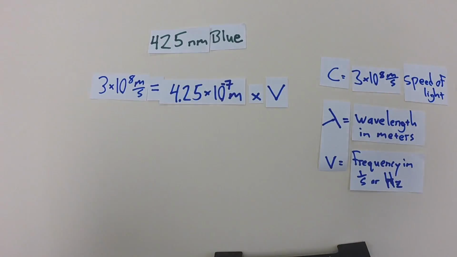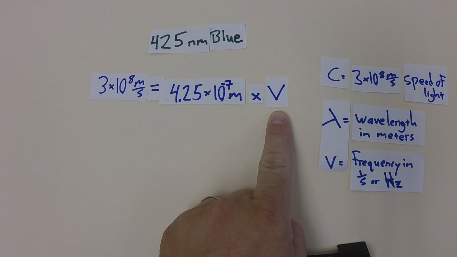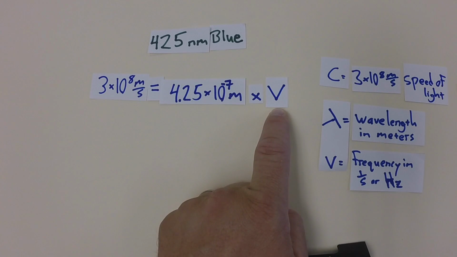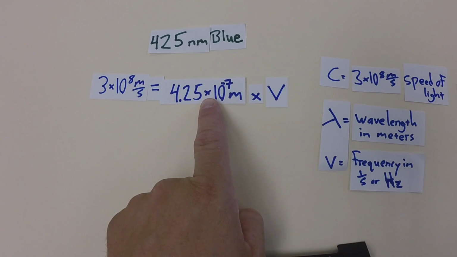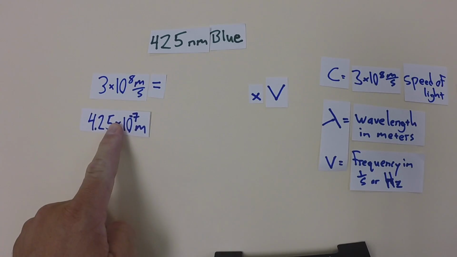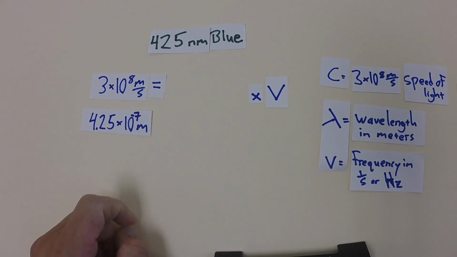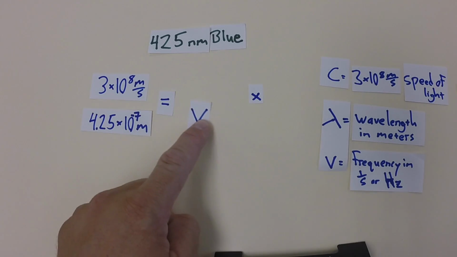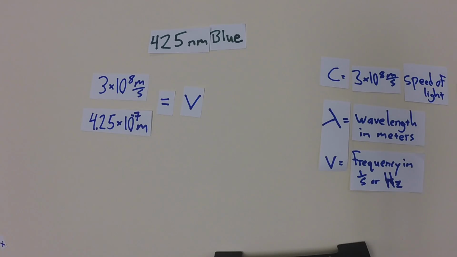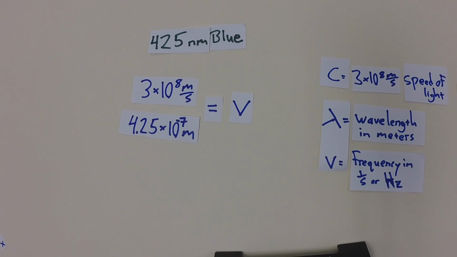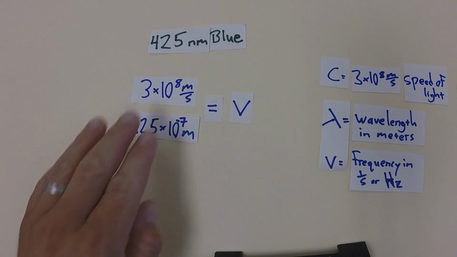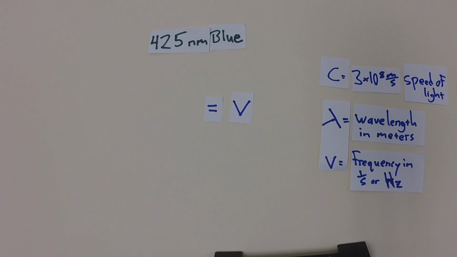All right, now the next step then, I'm going to rearrange the equation to get frequency by itself. At this point, it just becomes algebra with very large and or very small numbers. To do that, I divide both sides of the equation by our wavelength. So I'm going to divide 3 times 10 to the 8th by 4.25 times 10 to the negative 7th. And by doing that, that will tell me what the frequency is, okay? Now when I divide that, frequency equals this very, very large number.